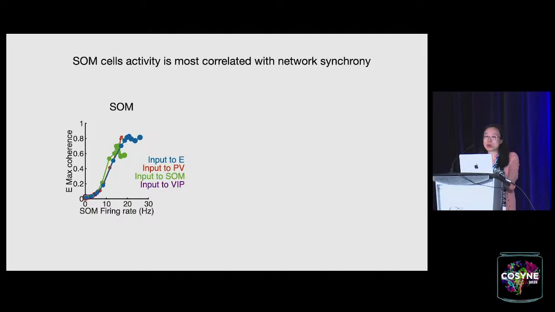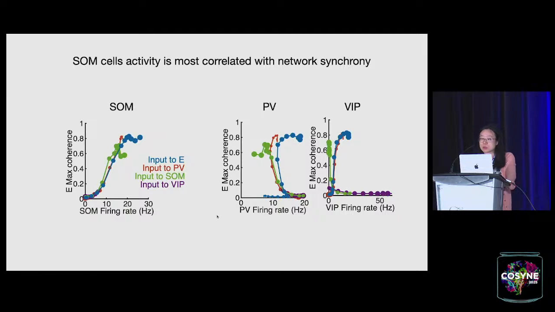We found that the SOM neurons' activity is most correlated with network synchrony. When we plot the maximal coherence of the excitatory neurons against the average firing rates of the SOM neurons, all the modulation paths across the 4 input cases collapse together. We see a consistent and monotonic relationship between the synchrony level and the average firing rates of the SOM neurons. In contrast, we don't see such a tight relationship in other cell types. So this suggests that the SOM neurons are the main driver for network synchrony.